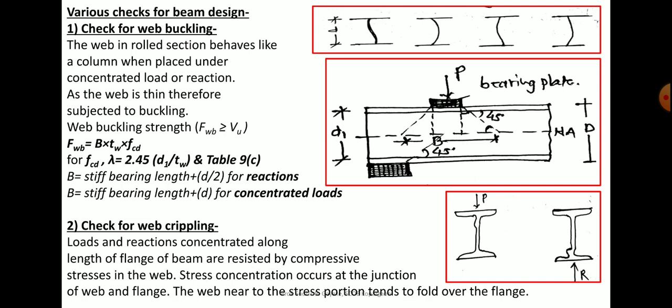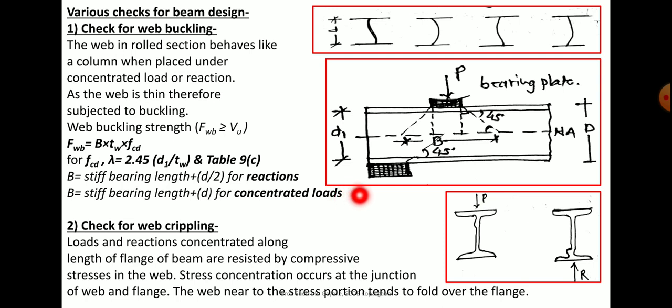So buckling strength of web is given as B width multiplied by thickness of web into FCD. This is the formula to calculate your buckling strength: strip bearing width multiplied by thickness of web into FCD. Now FCD depends upon your KL by r ratio. Now KL is effective length, and effective length is calculated as 0.7 times your depth value, and your radius of gyration is given as under root of I by A, that is moment of inertia by A.